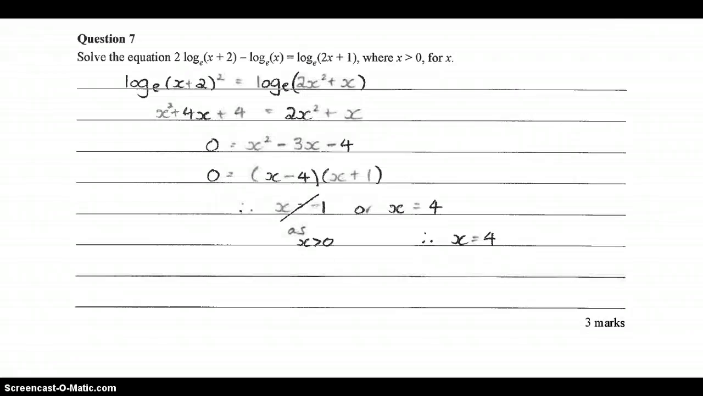Okay, this one here should have been an easy 3 marks. I would start by taking the 2 up here, which gives me log of (x plus 2) all squared. Take the minus log of x to the other side, so you get log of (2x plus 1) plus log of x, and if you put those two together, you get 2x squared plus x. Then you can drop your logs and expand this, so you get x squared plus 4x plus 4. Take all of that to the other side, we get 0 equals x squared minus 3x minus 4. Factorize and solve, we get x equals negative 1 or x equals 4. X has to be greater than 0, so we'll reject that solution, and therefore the answer is x equals 4.